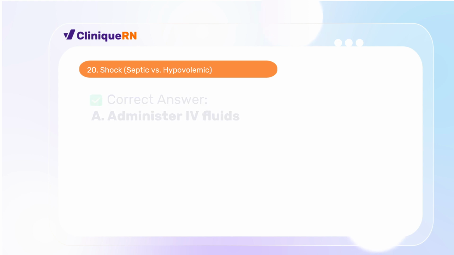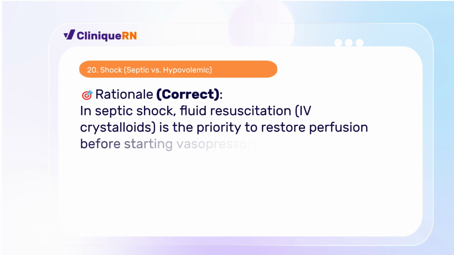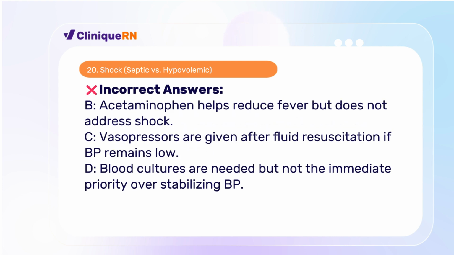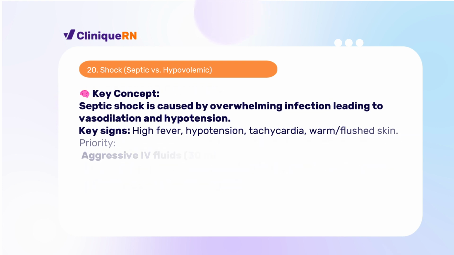Correct answer: A. Administer IV fluids. Rationale. Correct: in septic shock, fluid resuscitation with IV crystalloids is the priority to restore perfusion before starting vasopressors. Incorrect: B. Acetaminophen helps reduce fever but does not address shock. C. Vasopressors are given after fluid resuscitation if blood pressure remains low. D. Blood cultures are needed but not the immediate priority over stabilizing BP.